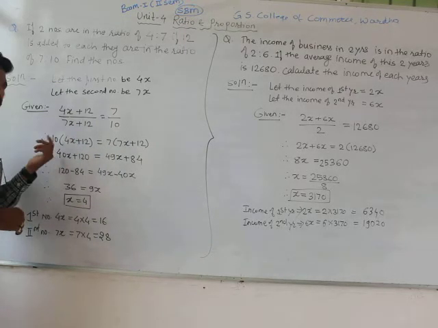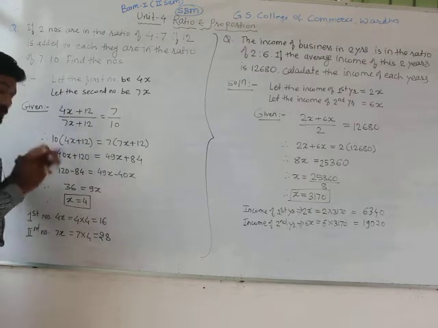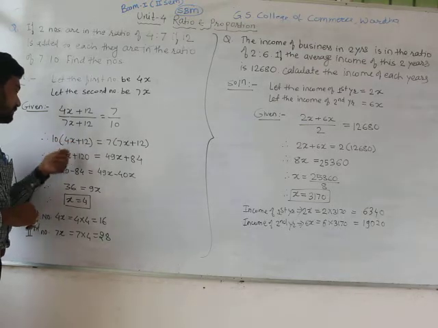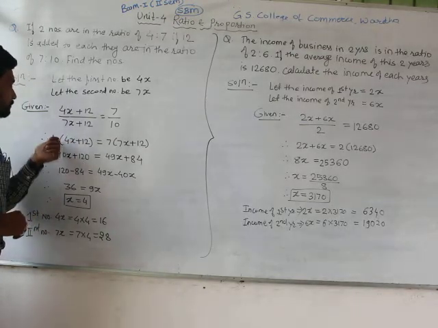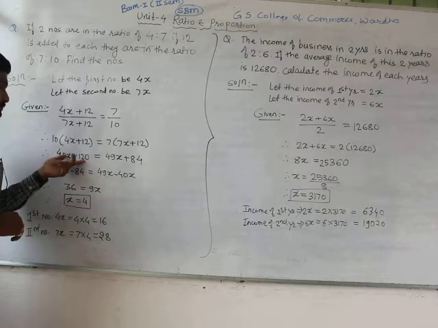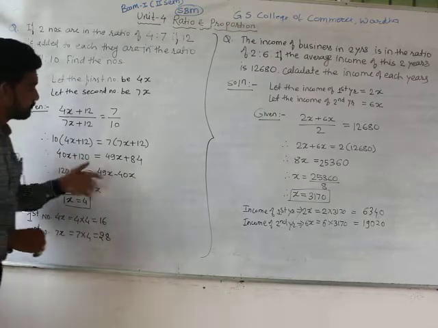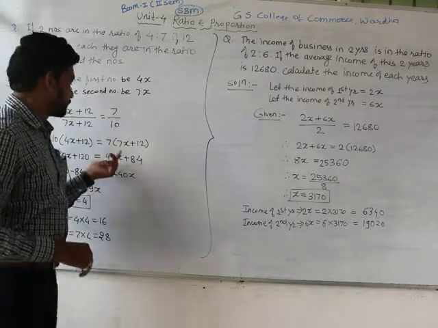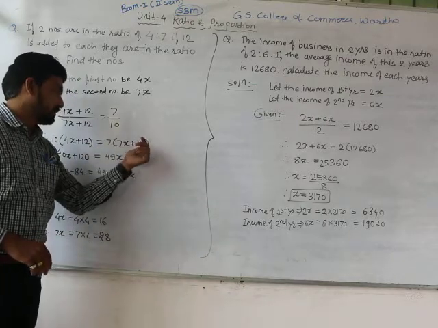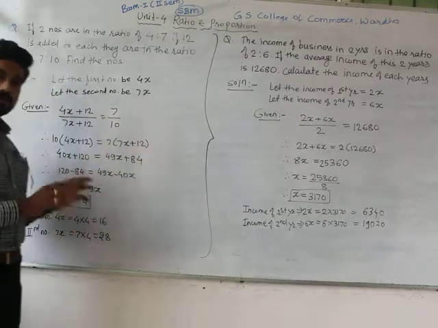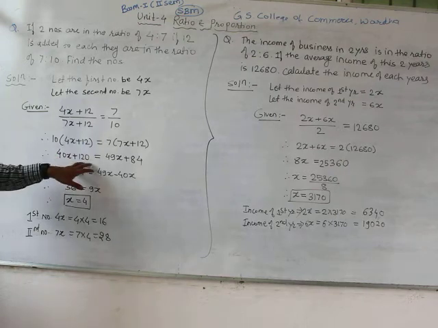4x plus 12 has to be multiplied by 10. So each value has to be multiplied by 10. So 10 multiplied by 4x will be 40x, plus 10 multiplied by 12 will be 120. This is the left hand side, equal to 7 multiplied by 7x, which will be 49x, and 7 multiplied by 12 will be 84. So now this equation is solved here: 40x plus 120 equals 49x plus 84.